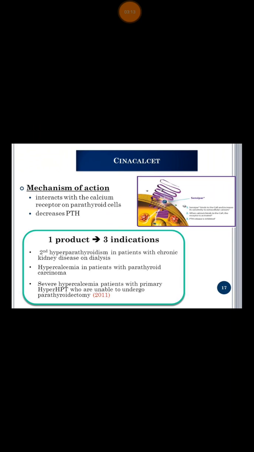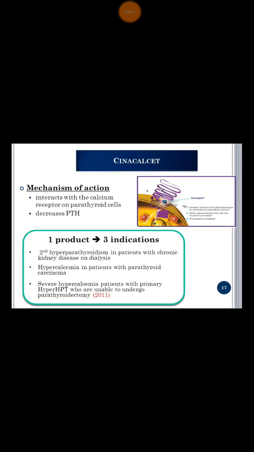Another agent which I will never forget to mention is cinacalcet. Cinacalcet has been approved to be used to treat secondary hyperparathyroidism in patients with CKD on dialysis. It also has been approved to be used in patients with hypercalcemia due to parathyroid carcinoma. Cinacalcet can also be used in primary hyperparathyroidism patients who are not suitable for surgery.